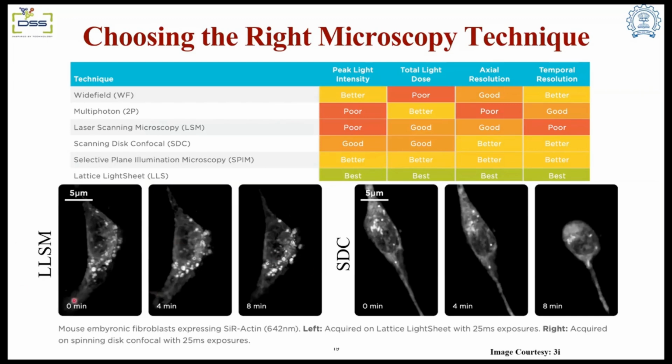Here these are mouse embryonic fibroblasts. You can see this image is from lattice light sheet microscopy, and this one is from spinning disc confocal. Here you can see in the lattice light sheet how clearly we can see the dynamics, how clearly we can see whatever organelle you want to look at.